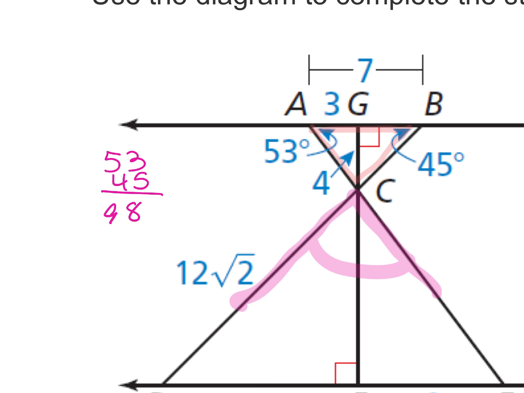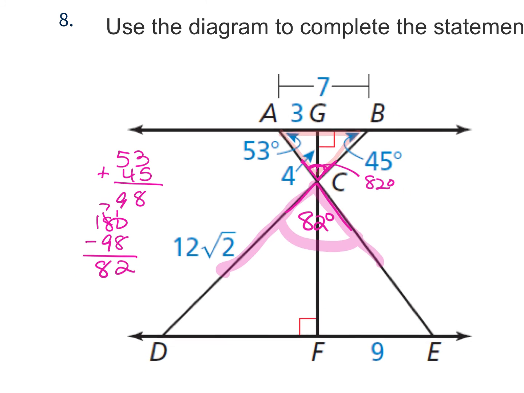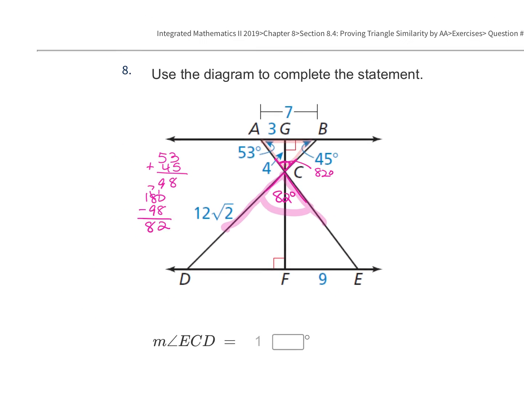I get 98. I'm going to subtract that from 180. And I get 82. And that's the measure of this angle right here, which is now vertical to the one they asked me to find. So the measure of ECD is 82 degrees.